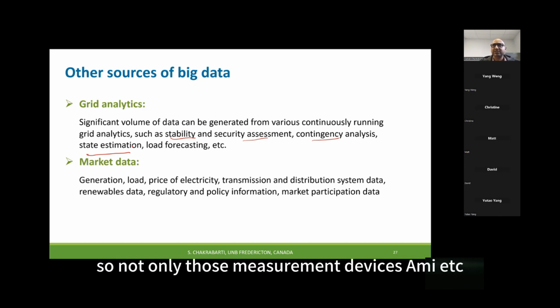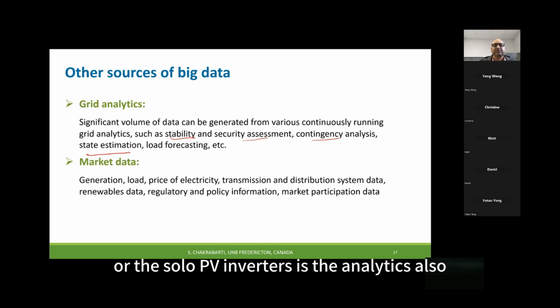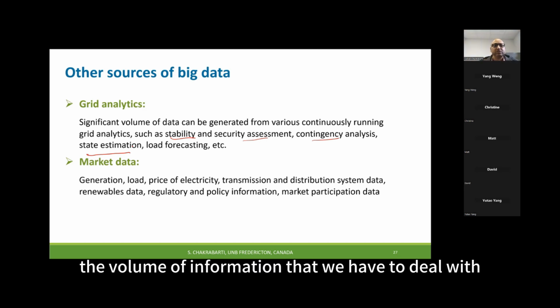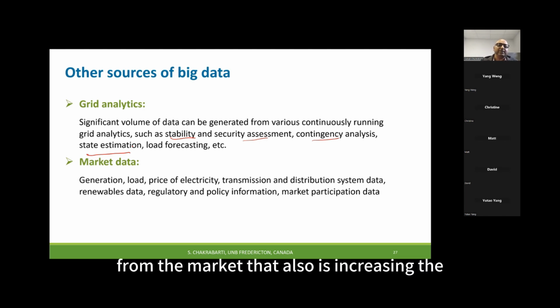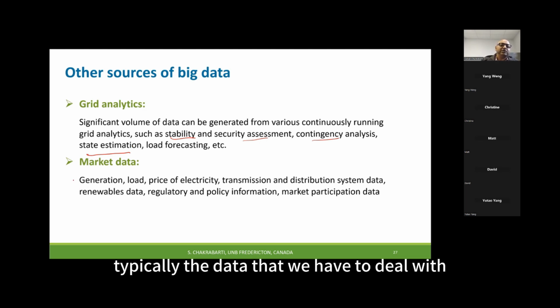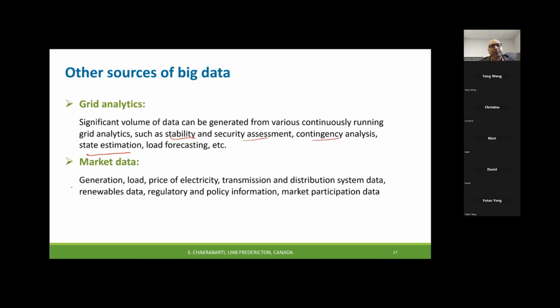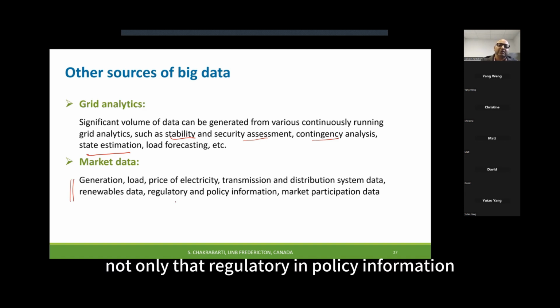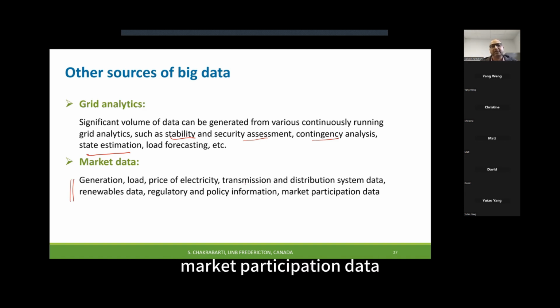So not only those measurement devices, AMI, etc., or the solar PV inverters, the analytics also are generating a huge amount of information that can be used, right? Market data, we have now, with the real-time market mechanism, the volume of information that we have to deal with from the market also is increasing. And these are typically the data that we have to deal with: generation, load, price of electricity, etc., right? Not only that, regulatory and policy information, market participation data.